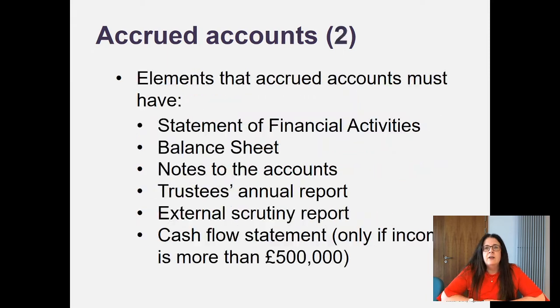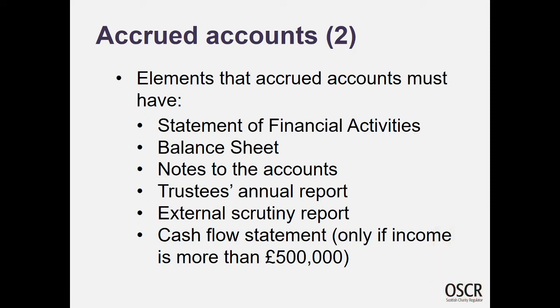Let's look at the different elements that are included in accrued accounts. There are 5 main elements that apply to everyone who's doing accrued accounts. The first is the statement of financial activities. This is the main income and expenditure statement, where the charity's income and expenditure is listed. There are specific categories that each item of income and expenditure have to be fitted into, and there will be different columns for unrestricted and restricted funds, as well as a total column and a column that shows the comparative figures for the previous accounting year.